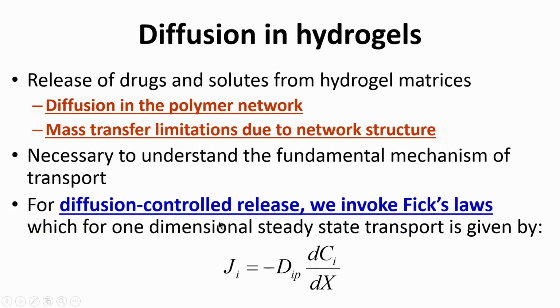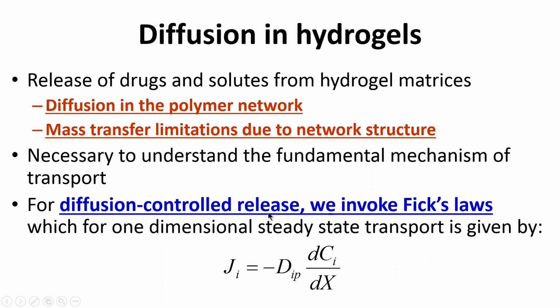Then the next thing is diffusion in the hydrogel. Let us say the pores are big enough, or the pores are not big enough, how does the drug diffuse from such a system? Release of drug and solutes from the hydrogel matrices is defined by diffusion within the polymer network. So there are mass transfer limitations due to the network structure itself. It is necessary to understand the fundamental mechanism of this transport.